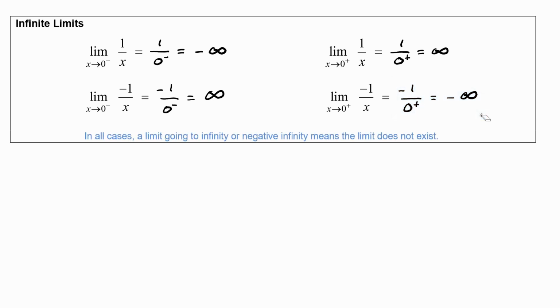Now, in all cases, a limit going to infinity or negative infinity means the limit does not exist. Remember that for a limit to exist, that limit must equal a finite number. It can't be infinite. So infinite limits are limits that also do not exist. It's just that we now know the way that they don't exist. We know that they don't exist either going in the negative infinity direction, like these two, or by going to the positive infinity direction.